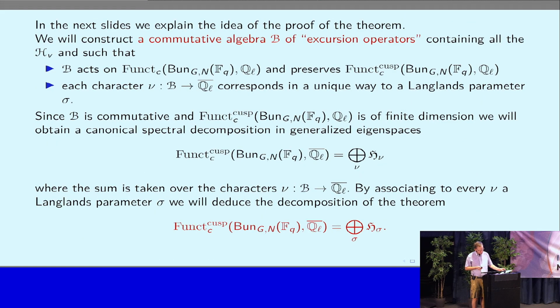So now I will explain the ideas of the proof. We construct a commutative algebra B of excursion operators, which contains all the unramified Hecke operators, and which acts on automorphic forms with compact support and cuspidal automorphic forms. And each character of this algebra corresponds in a unique way to a Langlands parameter. So after that, the theorem is just a spectral decomposition for the action of this algebra.